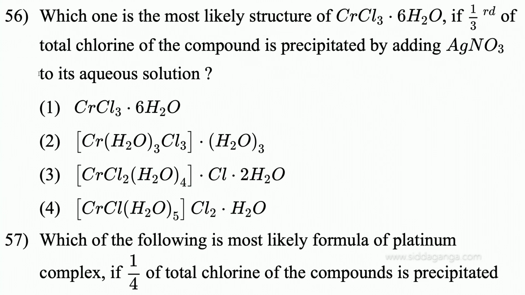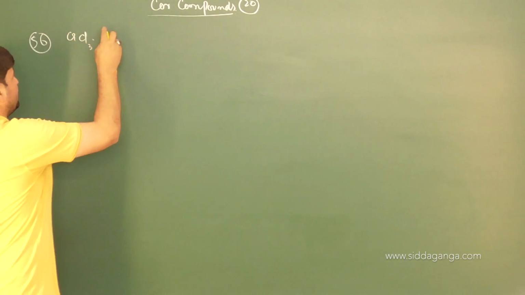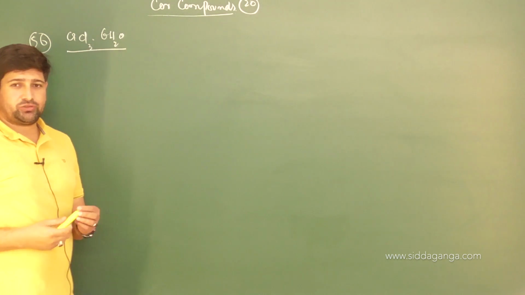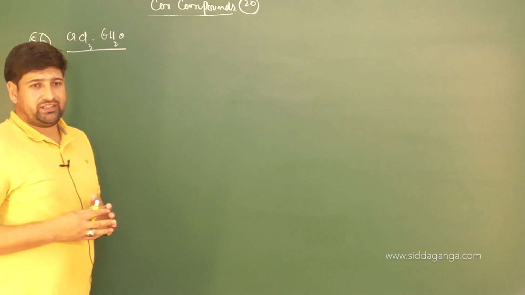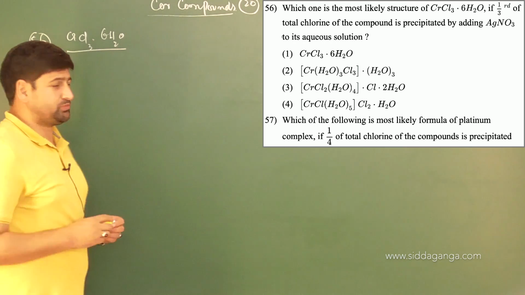Which one is the most likely structure of CrCl3·6H2O if 1/3 of total chlorine of the compound is precipitated by adding AgNO3 to its aqueous solution? So the compound is CrCl3·6H2O. What you are doing to this compound is adding AgNO3, silver nitrate, and according to the question 1/3 of total chlorine of the compound is precipitated.